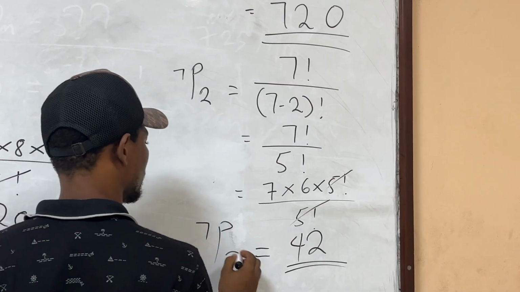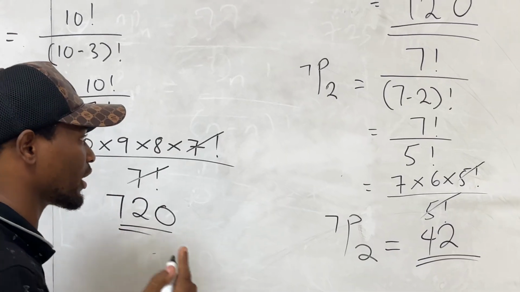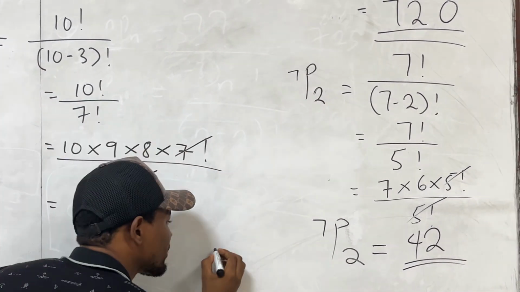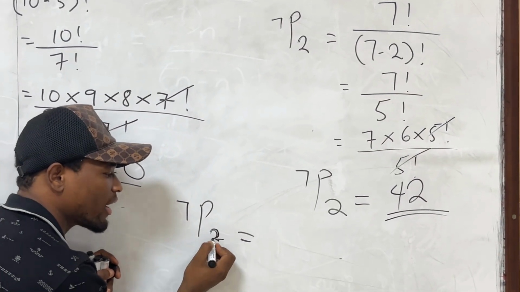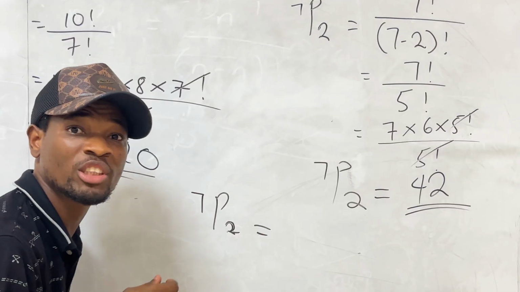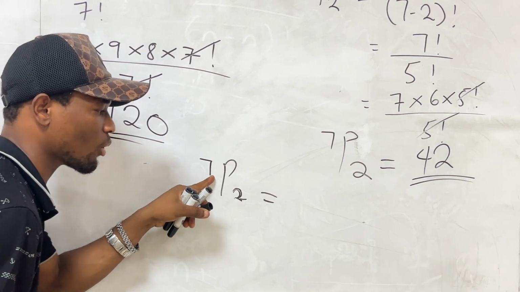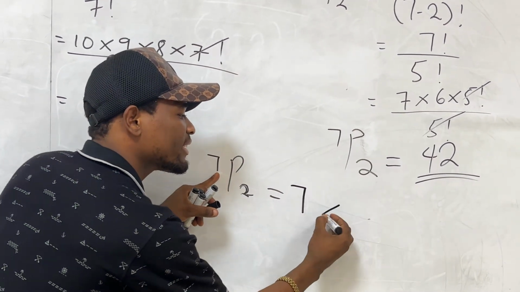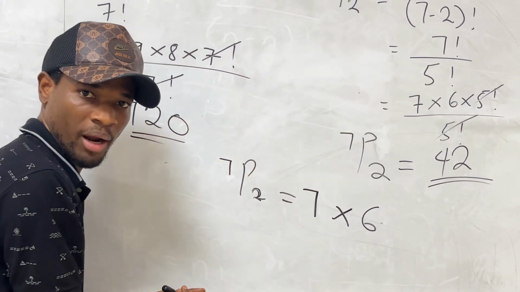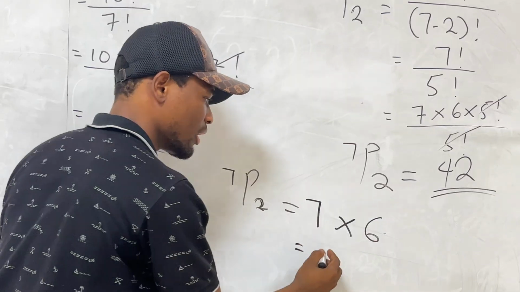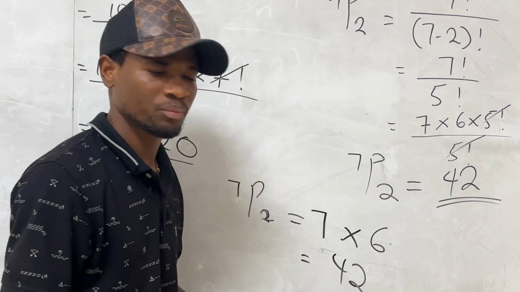So that is 7 permutation 2. Now using the fast way approach, or the shortcut approach, remember, I said the number 2 here tells us the number of times we are doing the multiplication. So I'm going to do the multiplication twice. Therefore I'll start with the number 7, then times, I'll reduce it by 1, which is 6. So I have 1 and 2. So 7 times 6, what do I have? 42. As simple as that.